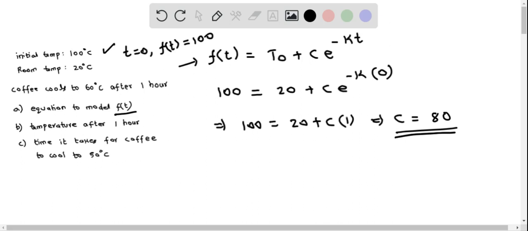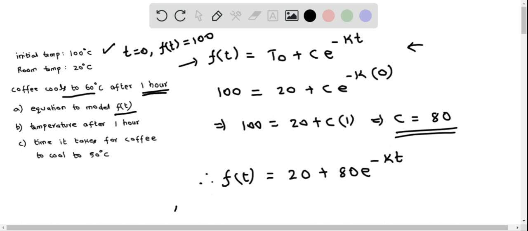Therefore, we plug this value of C into this equation, and we replace T naught by 20. So we get the model as f of t equals T naught, the room temperature, that is 20, plus C equals 80 times e raised to the power of negative kt. We can find the value of k using the condition. The coffee cools to 60 degrees centigrade after 1 hour, which means at t equal to 1, f of t equals 60.